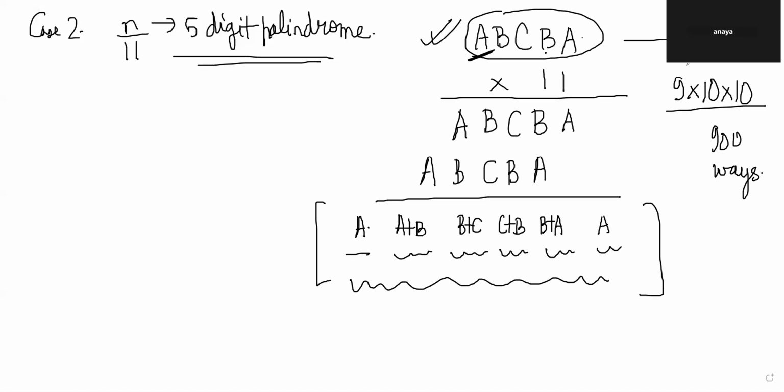There are 900 total such 5-digit palindromes. How many of them will satisfy the condition that A plus B and B plus C are all inside the no-carryover limit?